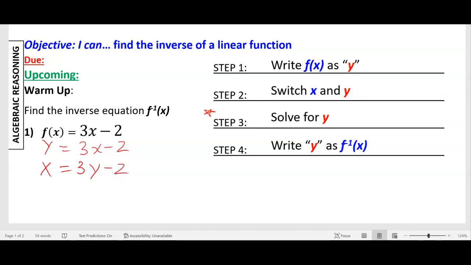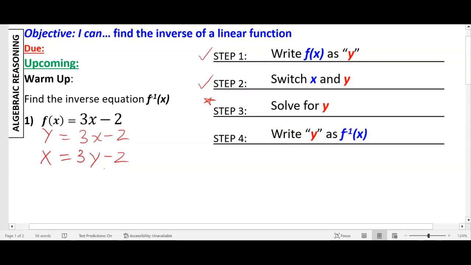All right, so we did step 1, we did step 2. Now step 3 takes a little bit of thinking. If I'm going to solve for y, I got to get rid of this 3 and this minus 2. Which one do I get rid of first? Okay, the lone minus 2. So to get y by itself, first get rid of the minus 2. What's the opposite? Plus 2.